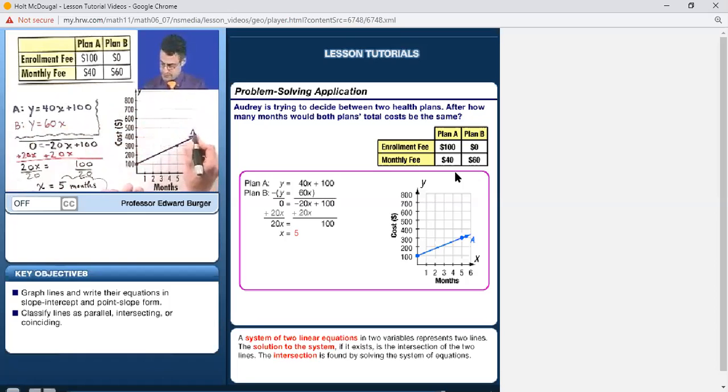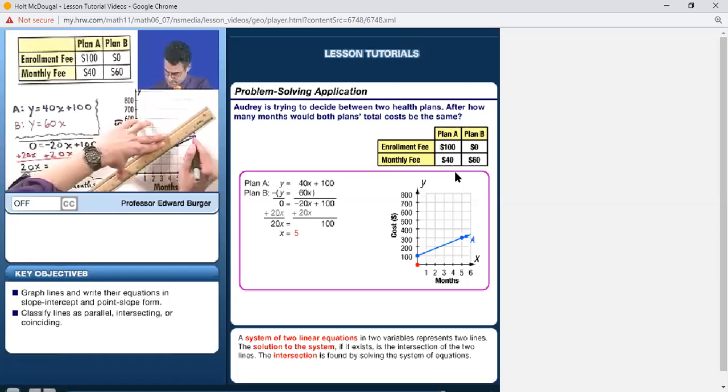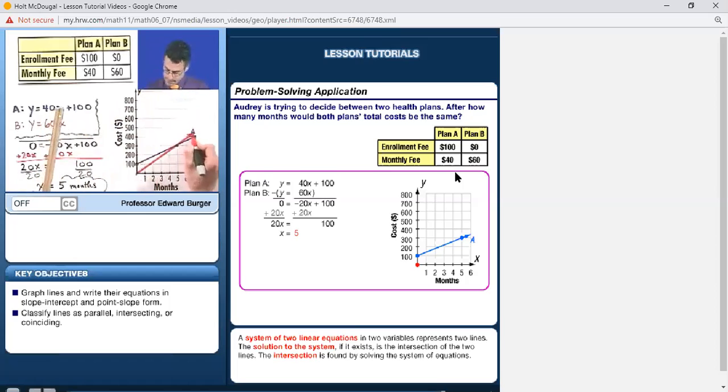So that's Plan A. Now what about Plan B? Plan B is y equals 60x. There's a y-intercept of 0, and the slope is 60. So that means I go 60 up and 1 over, 60 up and 1 over, and so forth. So when I graph this, I do it carefully here, the lines get pretty close together for a little bit. So this represents Plan B, and you can ask, where do they intersect? You can see they intersect right here. And what point is that? That's 5 months, which is what we found.